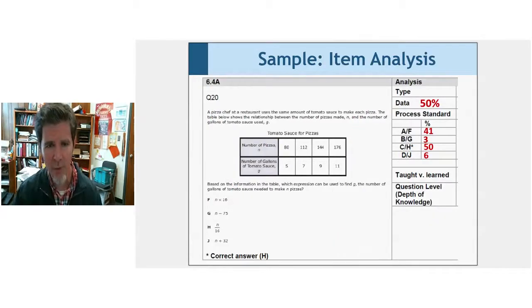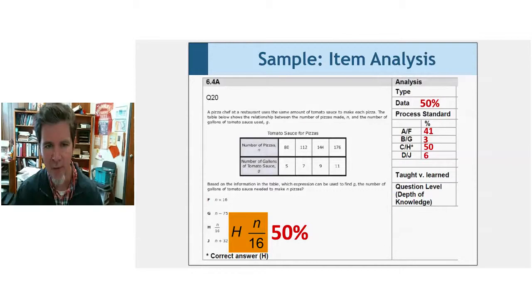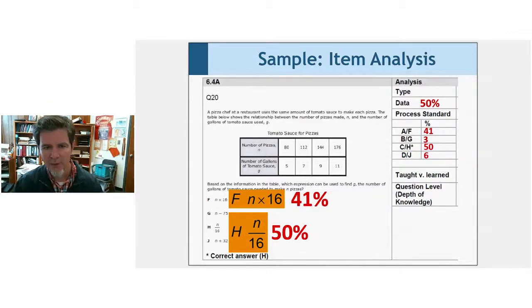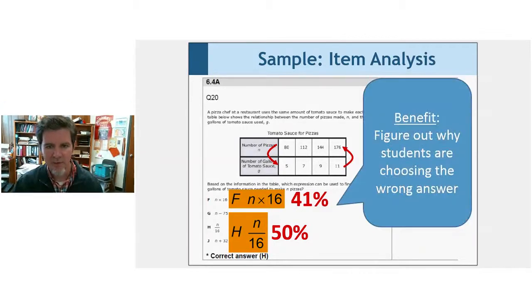What does that help you do? It helps you figure out why kids missed it. We know that 50% got it right, that was the right answer there, but why did 41% of kids pick this one? Well, you'll notice it's just the same thing but backwards. Instead of multiplying, they're dividing. You can look up at the problem and see, if you start with N and need G, you're going to divide by 16. But if kids decided to go the other way, like start with G and try to find N, that would be a multiply problem. So the benefit of this item analysis is it helps you figure out why kids might have picked the wrong answer.